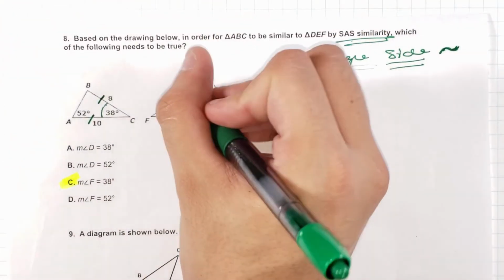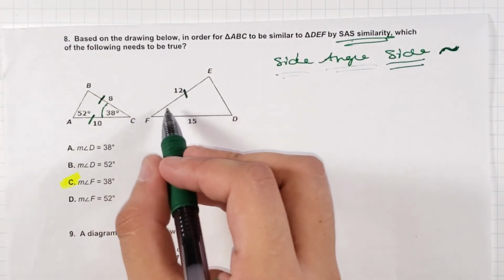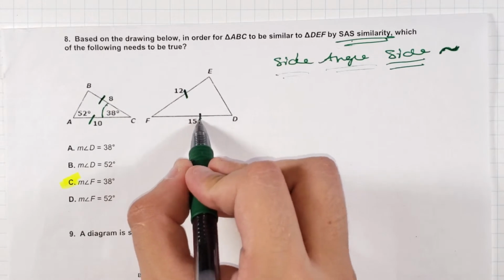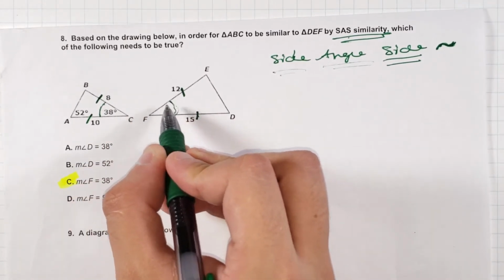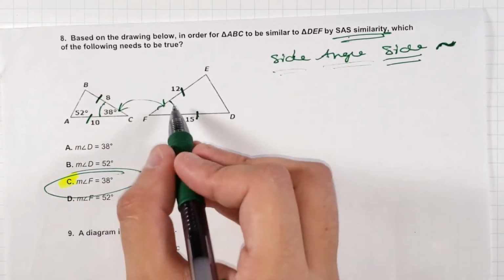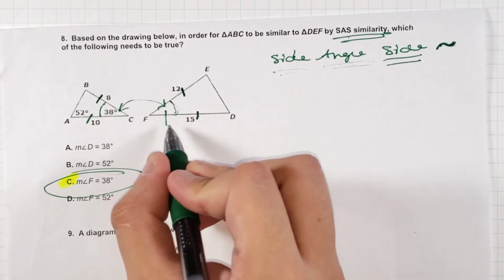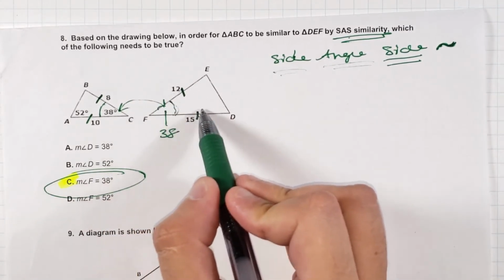triangles, we need this side to be similar to this bottom side, okay, and then we need this angle on the inside to be congruent to this angle here, okay. So what that tells us is that this angle here, F, needs to be 38. If we want side angle side similarity, it has to work in the motion, okay.